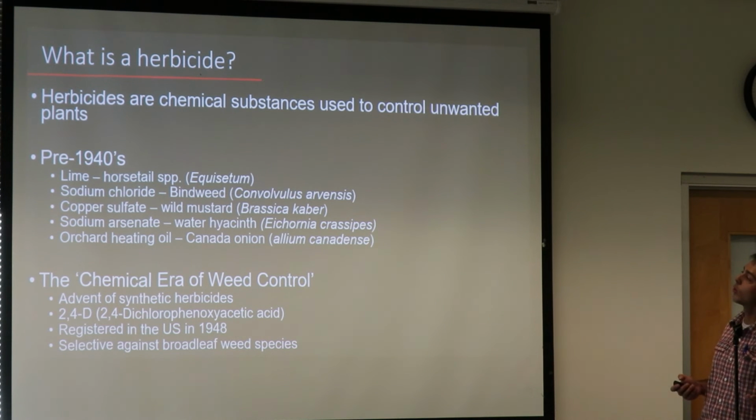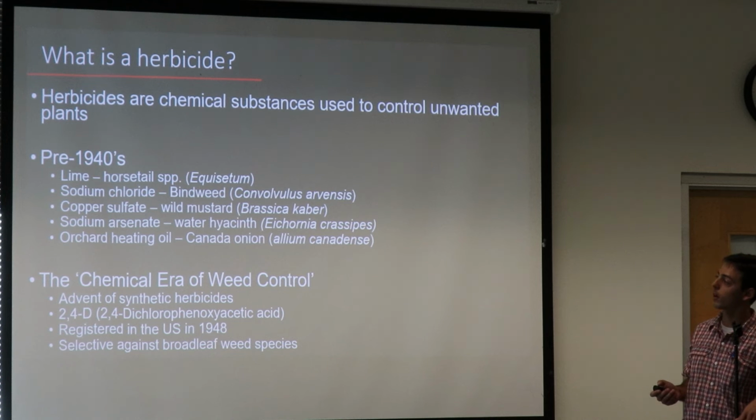Basically it's one of the many pesticides that we have, but it is used to control unwanted plants, so weeds. Before the 1940s, before the era where synthetic herbicides were developed, people used other ways to kill weeds. I didn't put it here, but I remember when I took my first weed science class, one of the things people used to do, the very first thing, was use human blood to try to kill weeds.